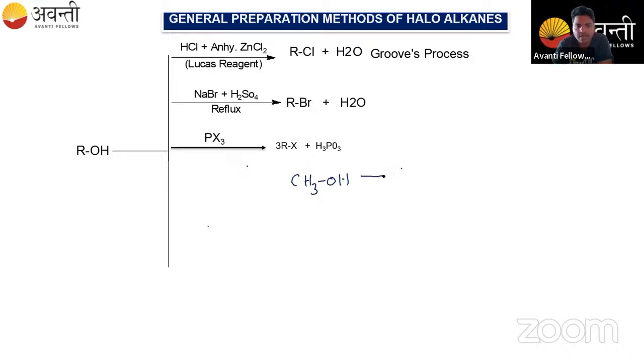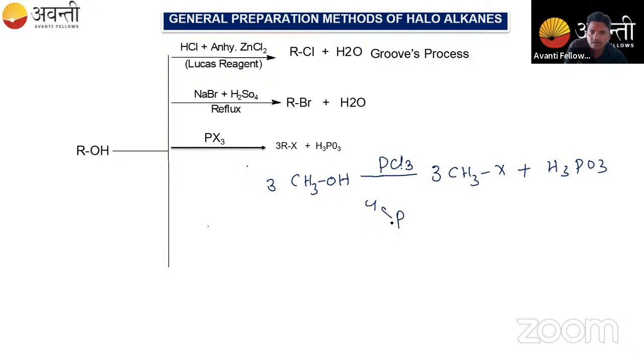CH3OH, you have to take 3 times, in the presence of PCl3. What are you going to get? 3 times CH3X plus H3PO3. How is this going to come? Very simple. You have phosphorus with 3 chlorines, and CH3OH, CH3OH and CH3OH. Just as simple as that.